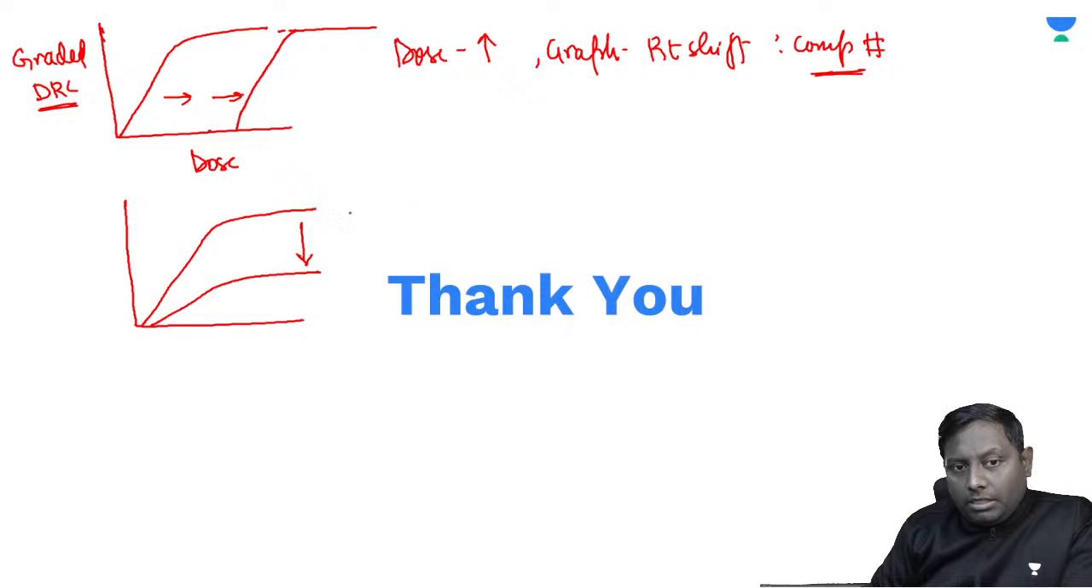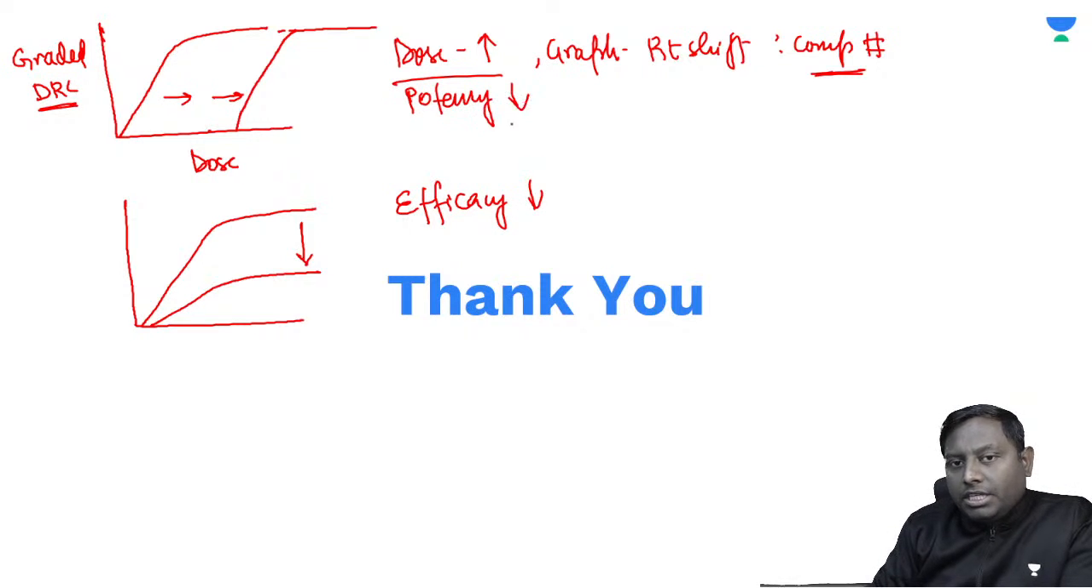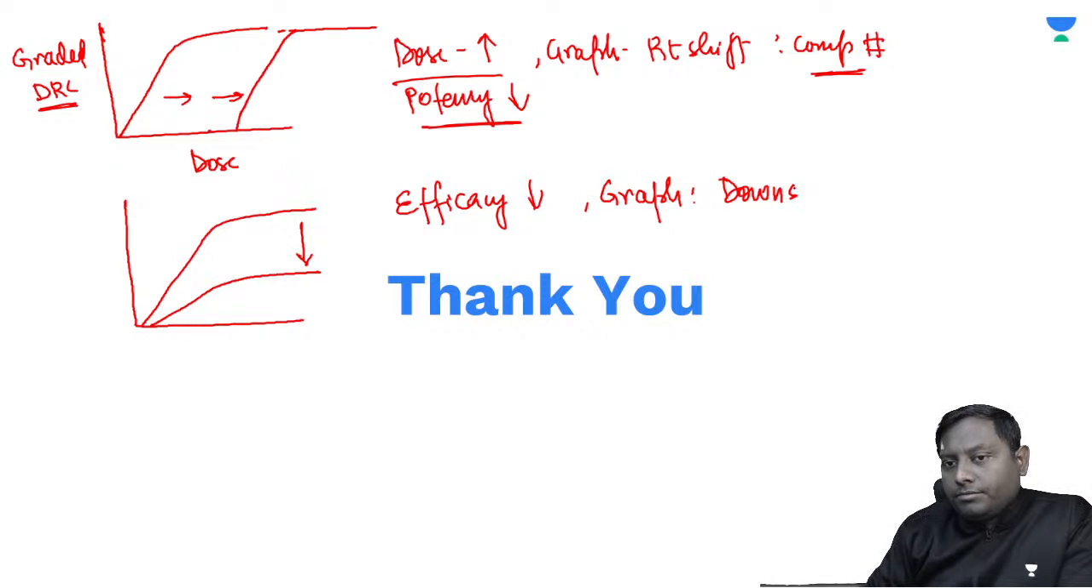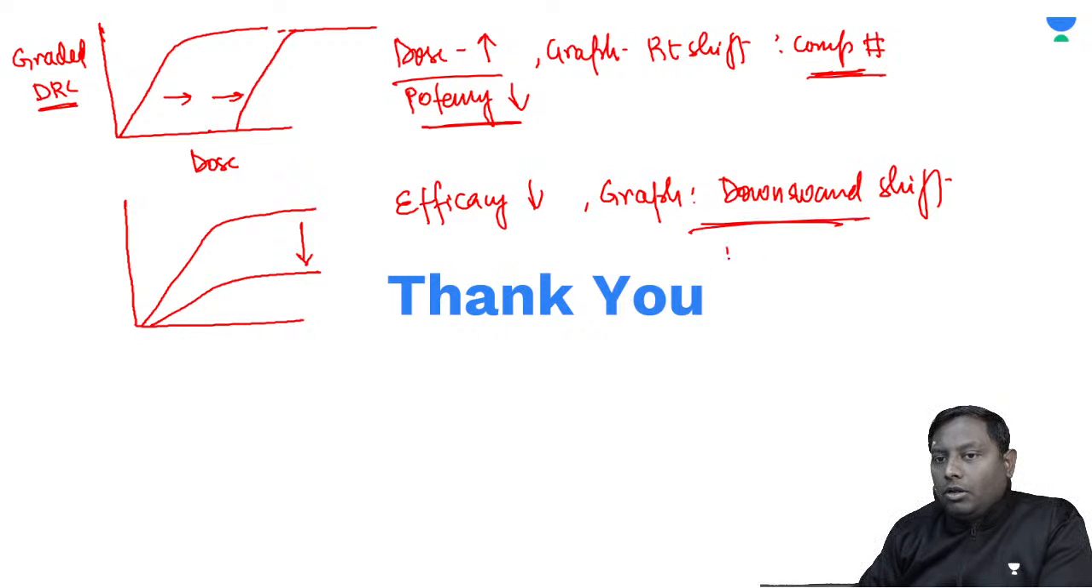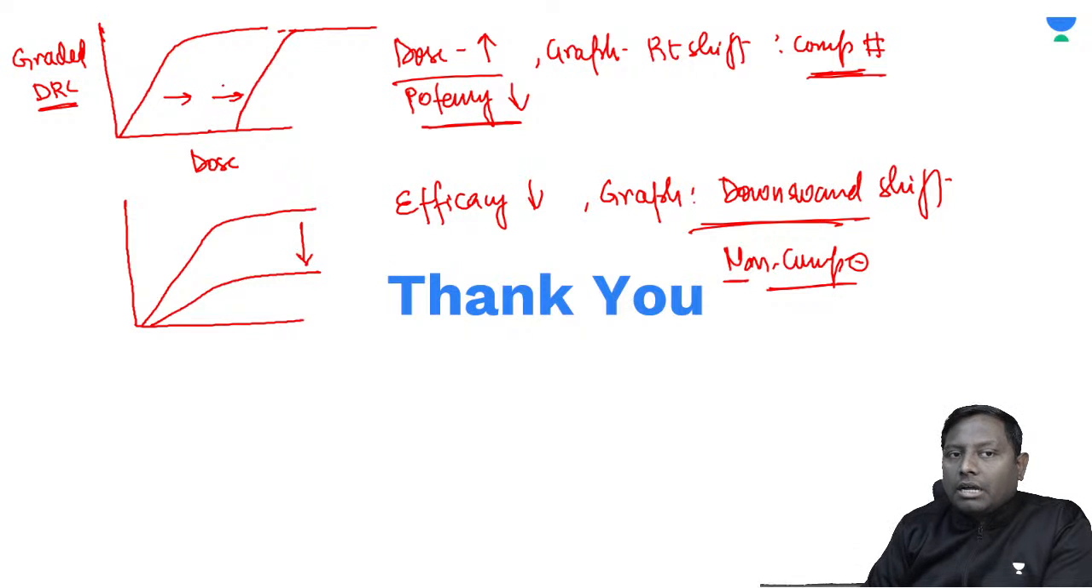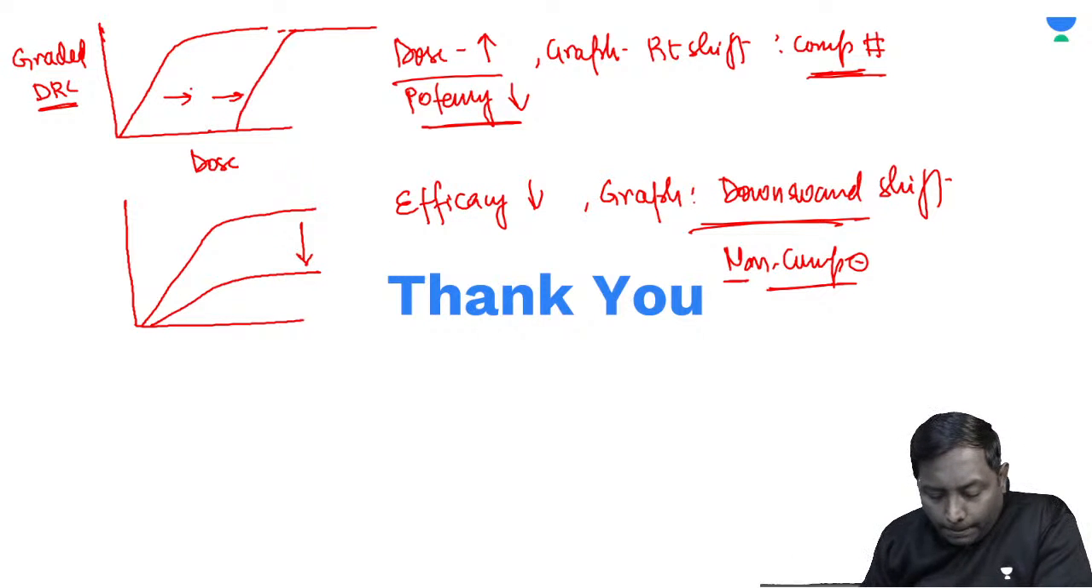So in the non-competitive inhibitor that we have, usually the efficacy is going to be decreased here. When the dose is increased, that means potency is decreased, because at the high dose potency is reduced, efficacy is reduced here, and the graph is shifted downwards, a downward shift of the graph. So this is about your competitive inhibitor, and this is about your non-competitive inhibitor. In the non-competitive inhibitor, the graph will come downward; in the competitive inhibitor, the graph will shift to the right. Okay.